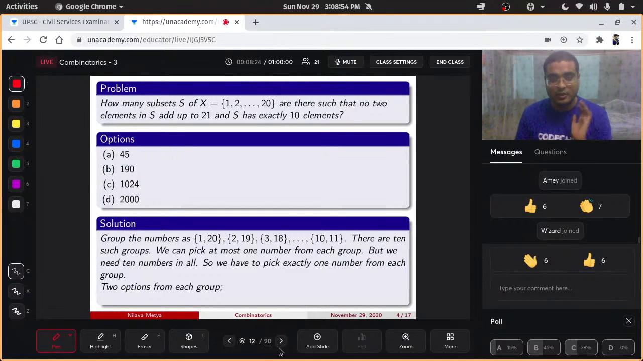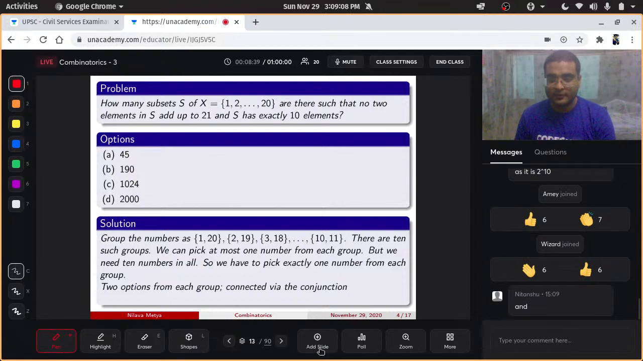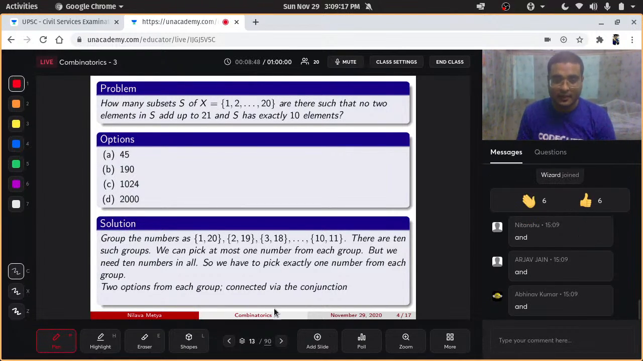That is, we can choose either 1 or 20, either 2 or 19, and so on. It is connected via this conjunction. What is the conjunction that connects these? And or. So we choose something from 1 and 20, we choose something from 2 and 19, and, right? It is connected via and. Good. So 2 for this, 2 for this, 2 for this, and so on. So the answer is 2 multiplied with itself 10 times, which is 2 raised to the power 10, which is 1024.